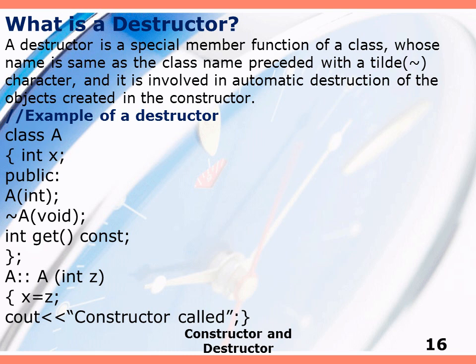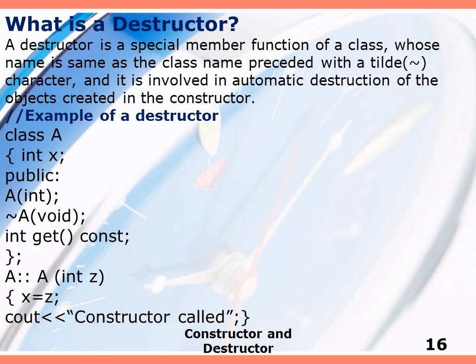Now we are going to talk about the destructor. A destructor is a special member function just like the constructor. The name of the destructor is the same as the class name, but it is preceded with a tilde character, and it is involved in the automatic destruction of objects that were created by the constructor. Through the constructor, we have created new objects and initialized the member variables.